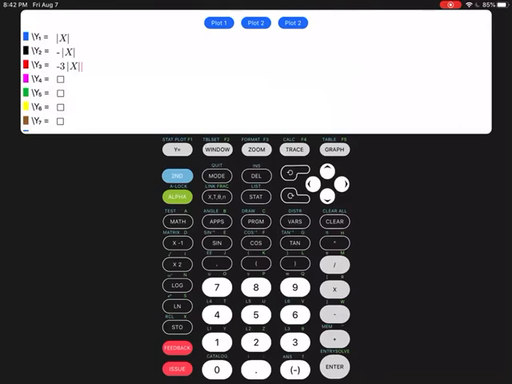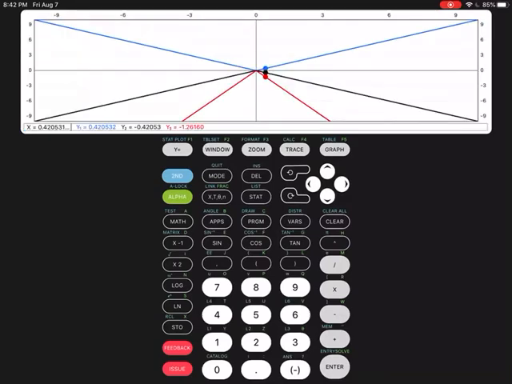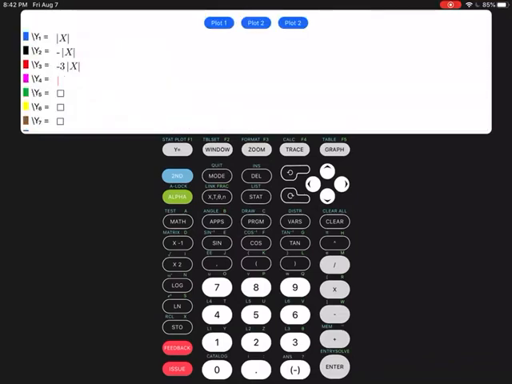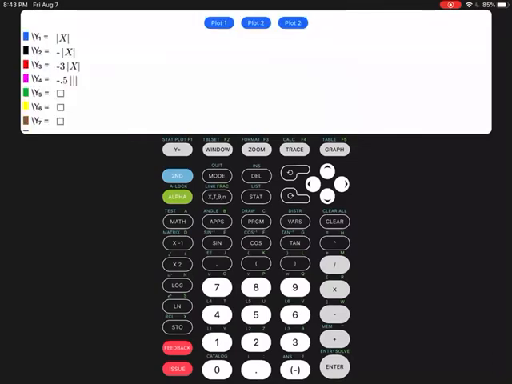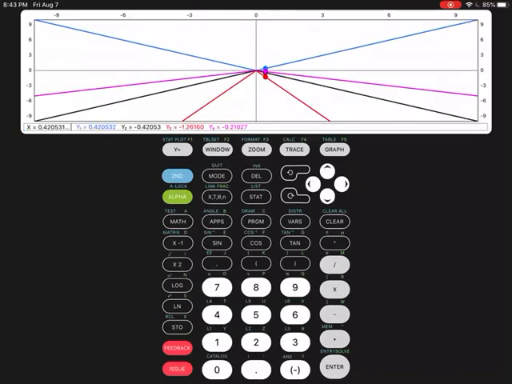All right, let's look at this one. So now it's red. It's still upside down, but it's getting a little bit steeper. It's getting a little bit narrower. And y equals, we'll do that last one, negative 1/2, so negative 0.5, and then absolute value of x. And we'll look at this one.